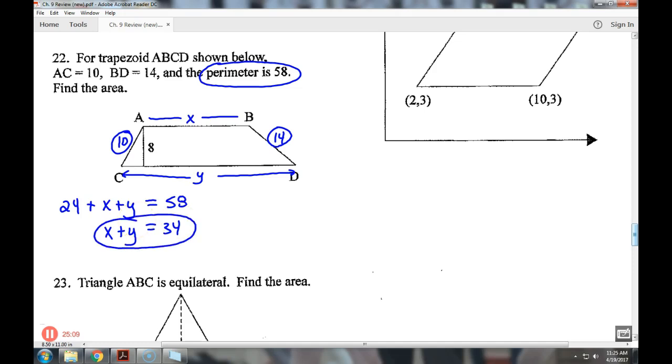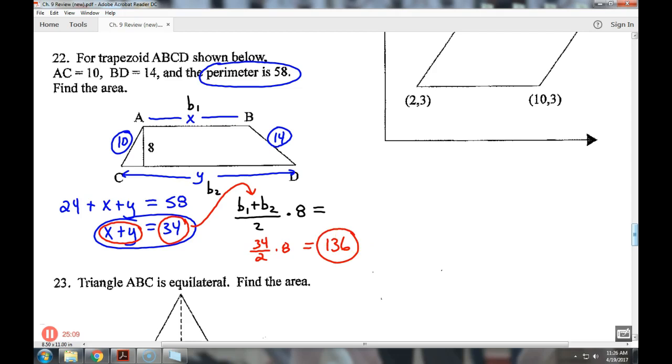Now, I'm going to use this fact to get my area, because if you think about the formula, this is base 1, this is base 2. The formula says base 1 plus base 2 chopped in half times the height will give me the area. Well, look what I have. I have base 1 plus base 2. I didn't know the pieces individually, but I know together they had to add up to 34. So basically 34 divided by 2 times 8. What's 17 times 8? 136. That was a tough problem. That problem's no joke. That was a rough one.